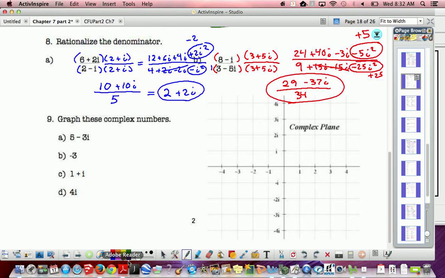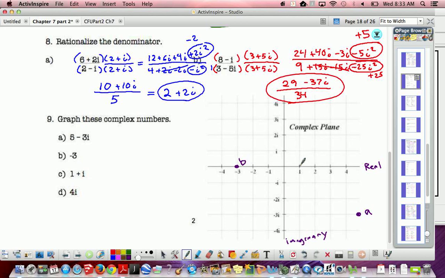All right, graphing complex numbers. So remember, the real number is on the x-axis, imaginary is on the y-axis. You can even see that it's labeled there for you. The first one is 5 minus 3i. So there's my point, and I'm just going to put an A by it. B is just negative 3i. Notice how there's no real part, so I don't go left or right.